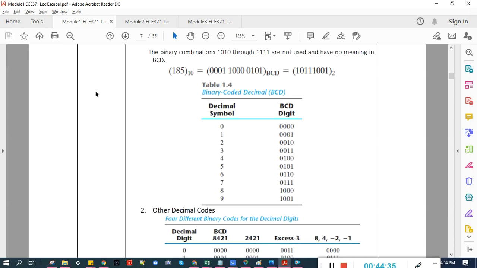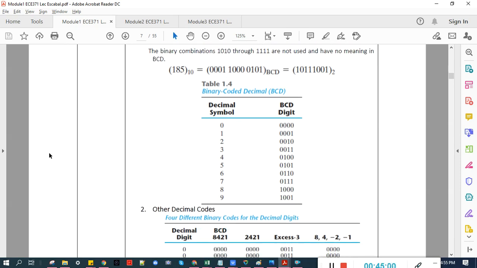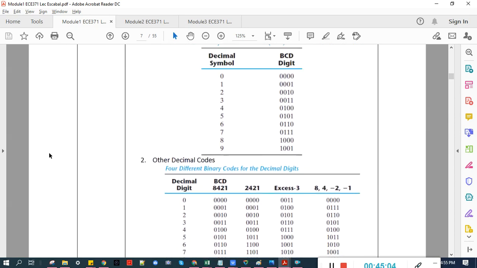That's for BCD. If we take the binary equivalent of 185 base 10, that's 1011 1001. So check the difference between BCD and binary. They're very different. Let's look at other decimal codes.